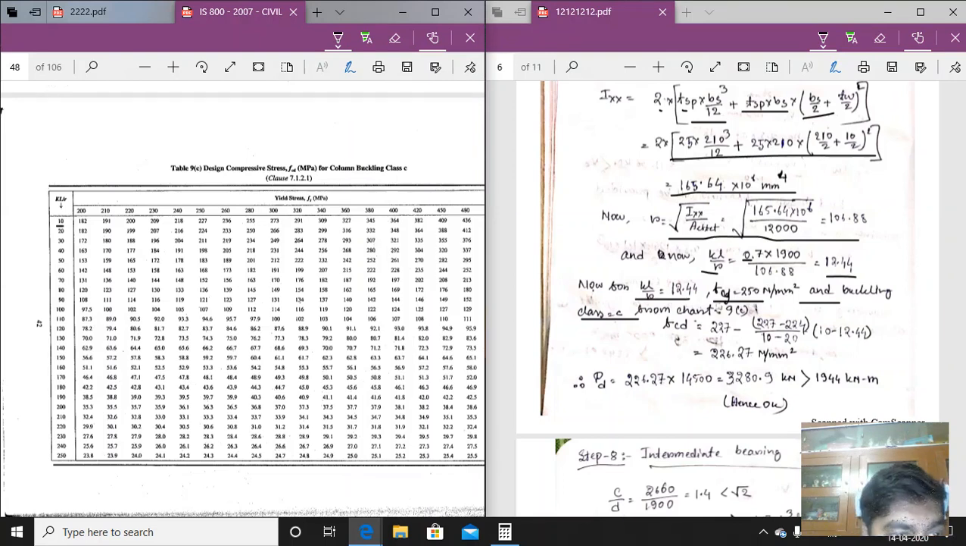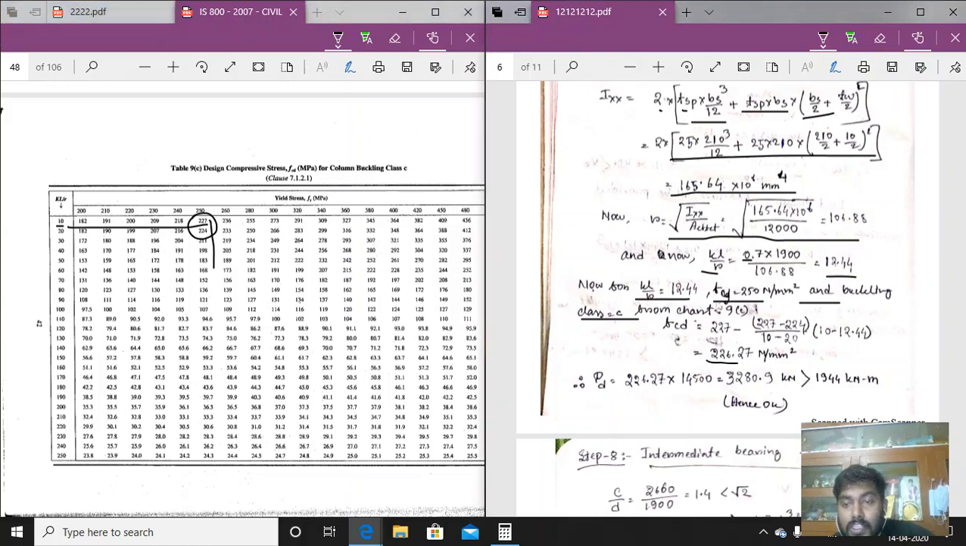If we move our cursor from here to here, we will see the value will come between these two values. We have to interpolate those things. So by interpolating, we are getting 226.27 Newton per millimeter square. So putting the value of 227.27, we are getting P_d equals 3280.9, which is much higher than the 1944. So the bearing stiffener criteria is satisfied. So this is the design of the bearing stiffener. So this part is complete.